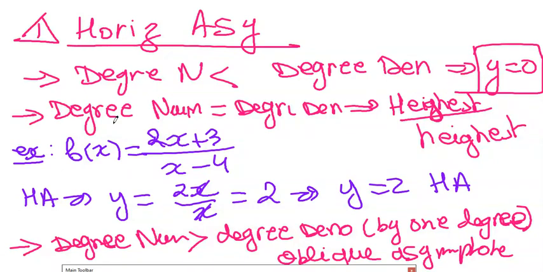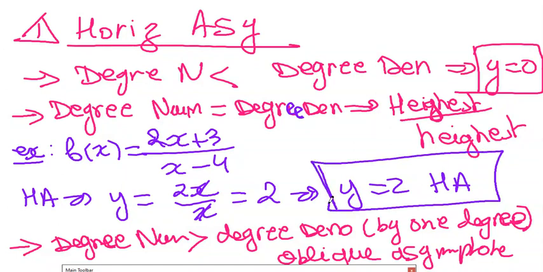When the degree of the numerator is equal to the degree of the denominator, I take the highest over the highest. For example, if I have this rational function, it's the same degree. So what is the highest degree term here? It's 2x over x. I simplify, so the horizontal asymptote becomes y equal to 2. And when the degree of the numerator is bigger than the degree of the denominator by 1 degree, be careful, 1 degree, it means for example I have x squared over x. In this case, I have something called an oblique asymptote. Also, we'll see it in the next chapters.